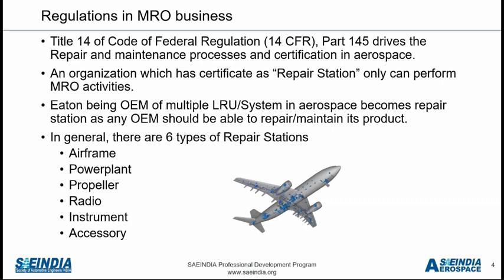Then radio sections, instrument sections, accessory sections. Every section is classified as a different type of repair station. So based on whether it is an MRO based at an airport's hangars or based at suppliers, and based on these types of systems, there are different types of repair stations. Okay.